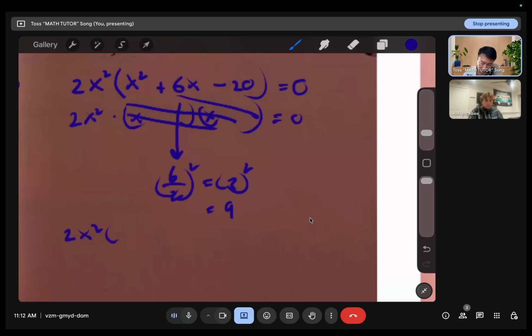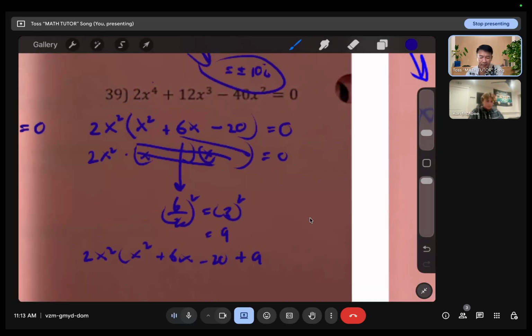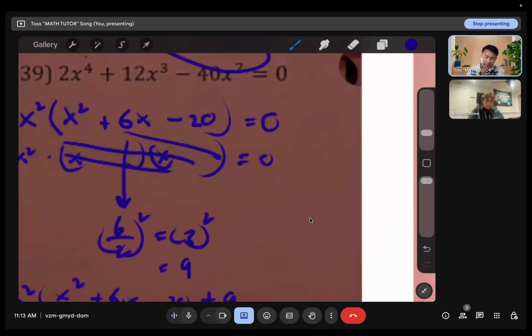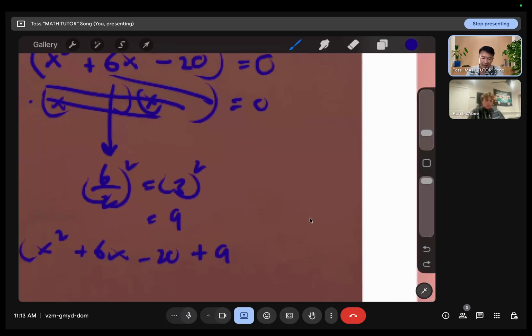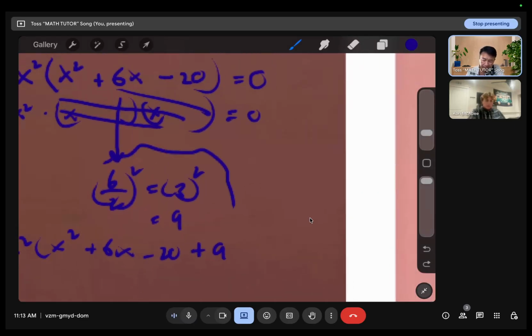Keep this outside, but inside the parenthesis, that 9 that you got, all you do is plus 9. You always have to plus it. Now, you're probably wondering, hey, I remember you said something about adding this 20 over on the other side. No, don't do it. Don't worry. This is even nicer. Just leave it there.